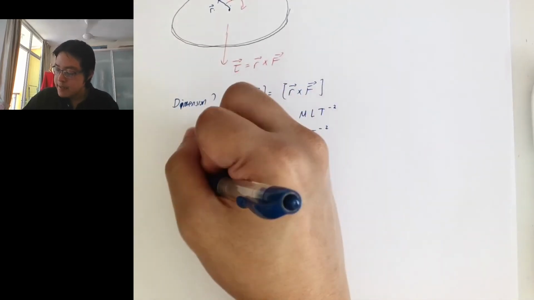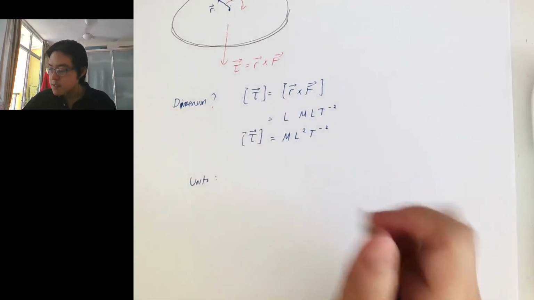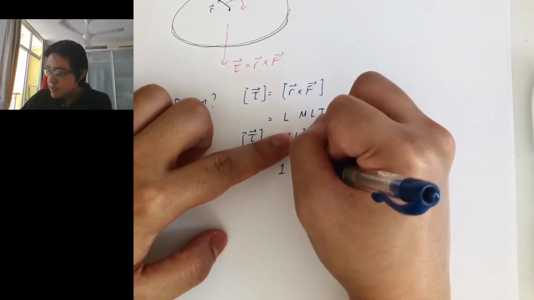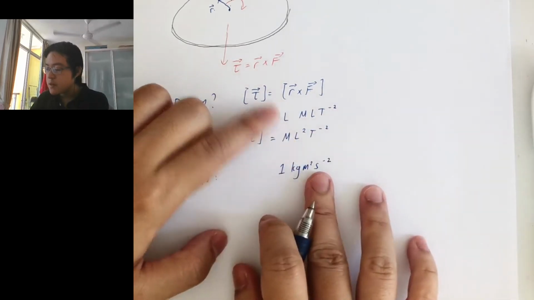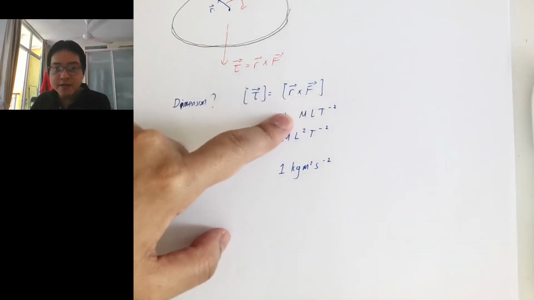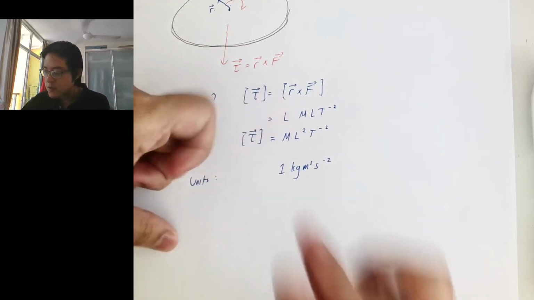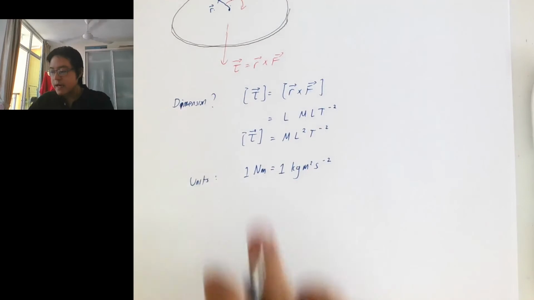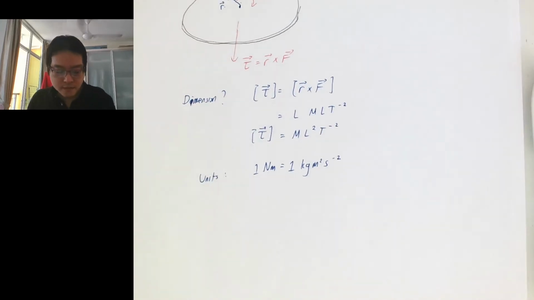And then the units, you can say that this is kg meter squared second minus 2, but since mLt minus 2 is a Newton, this is Newton times a length, so you can also say that it is Newton meter. Either way is fine. Okay, so does everyone follow so far?